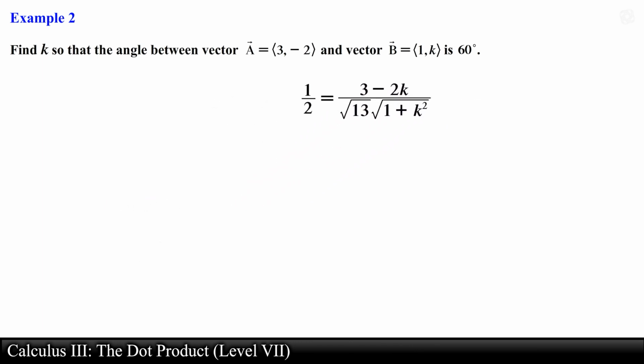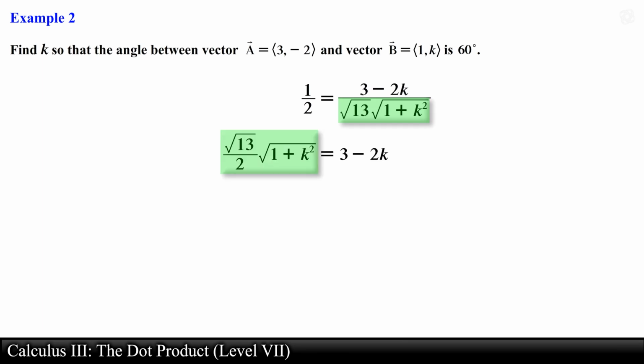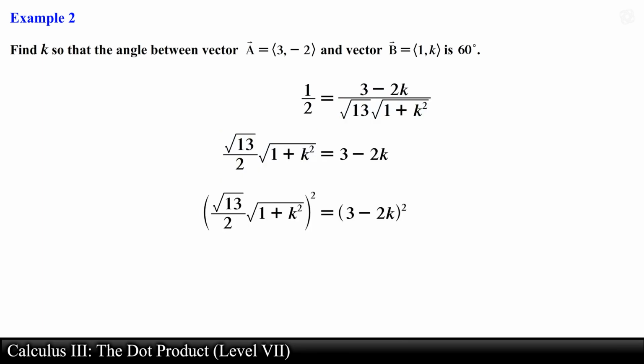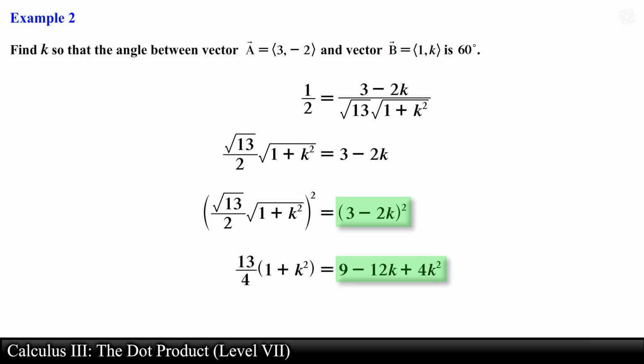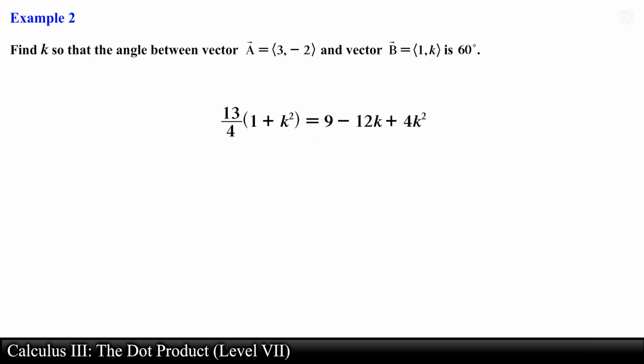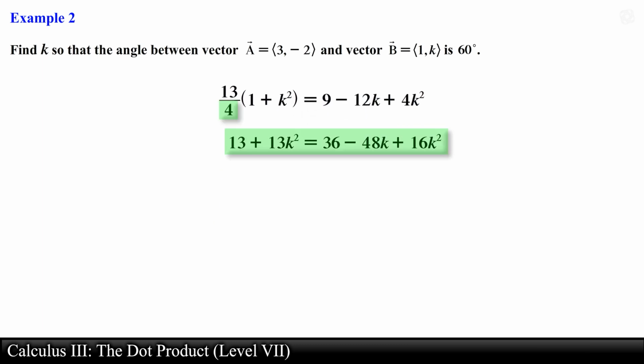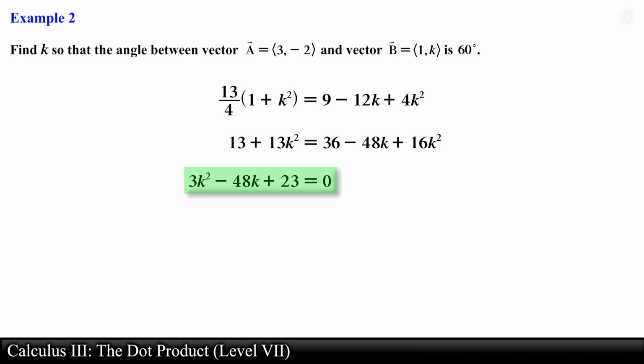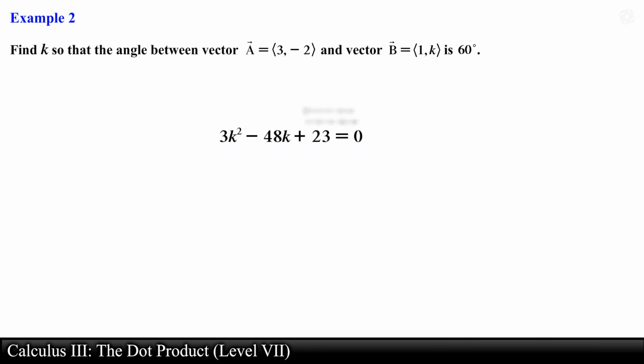From here, we go ahead and multiply both sides of the equation by the expressions in the denominator. Then, square both sides of the equation. The left side of the equation simplifies as follows, and the right side expands to the following expression. From here, we multiply both sides of the equation by 4. And then, we rewrite the polynomial in standard form. We are now face to face with a quadratic equation.